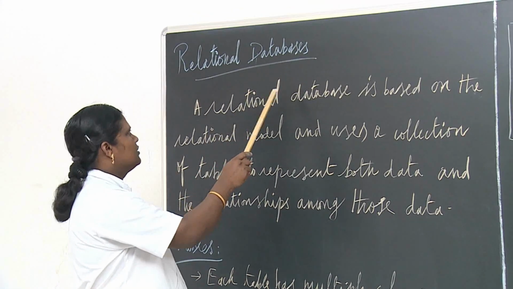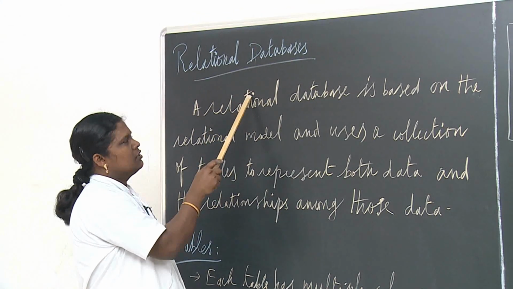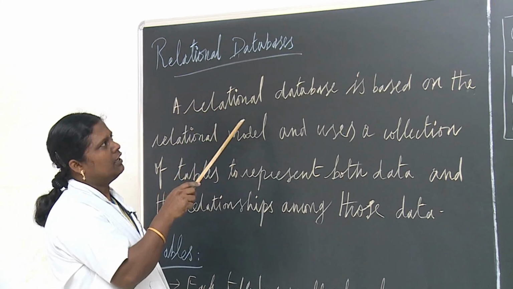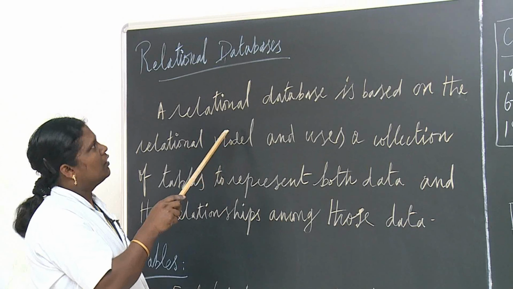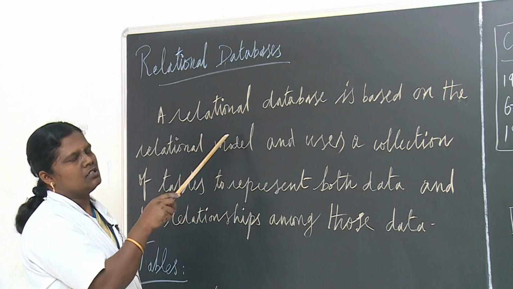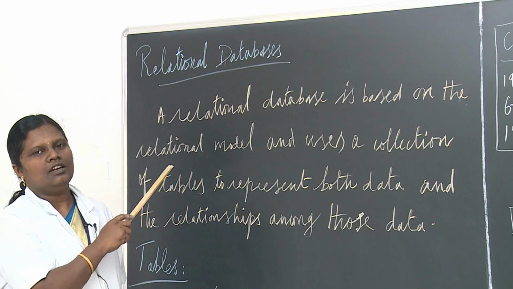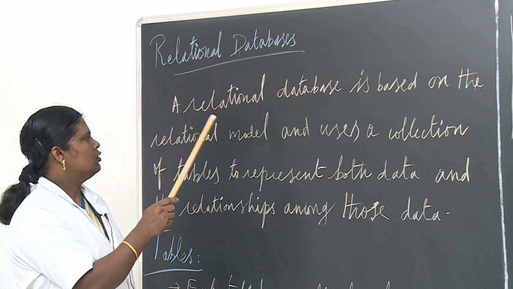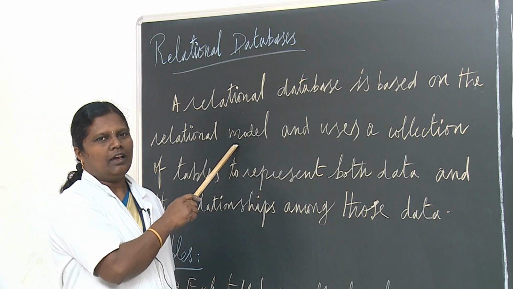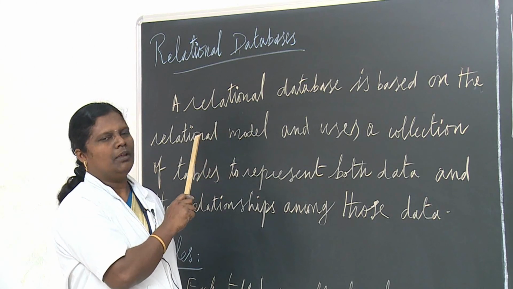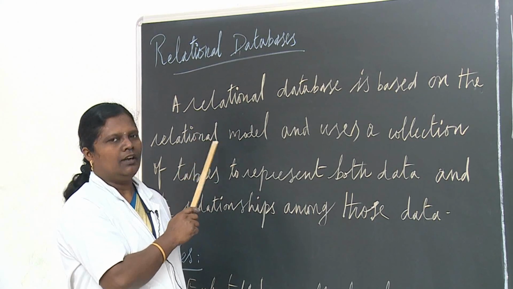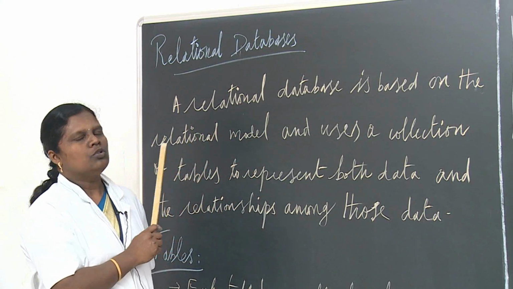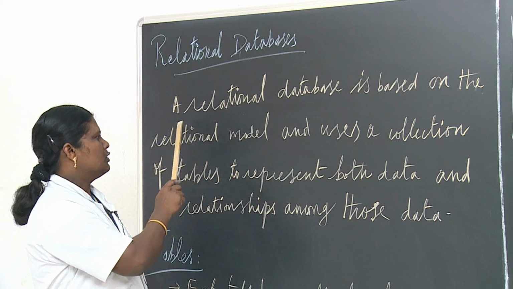Relational databases. Relational databases describe how the data are related and how they are bonded with the relationship. Those are defined in this relational database. It is based on the relational model, because we have various models over the database, like the network model, relational model, object-based model, and semi-structured model. But the most commonly used model is the relational model.